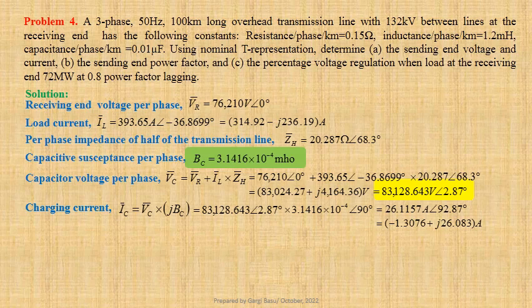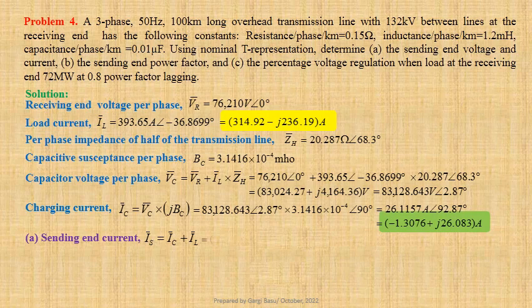Sending end current Is equals to Ic plus IL. Using values we get 313.6124 minus J times 210.107 ampere. This may be written in polar form as 377.5 ampere at an angle minus 33.82 degree.